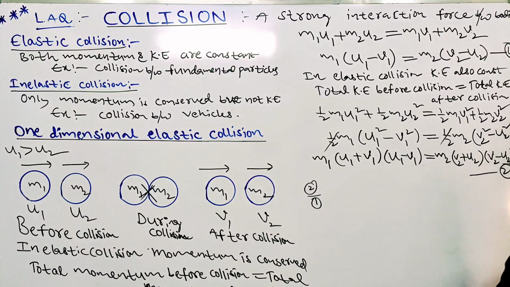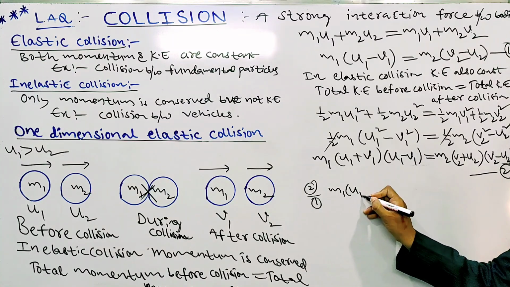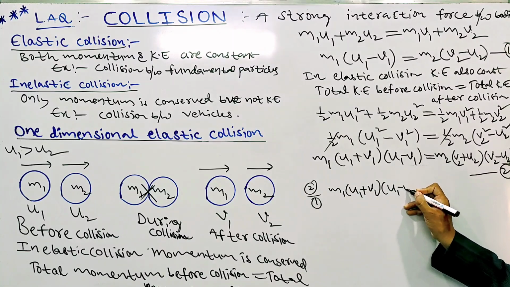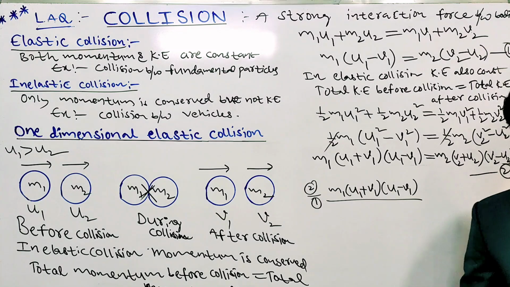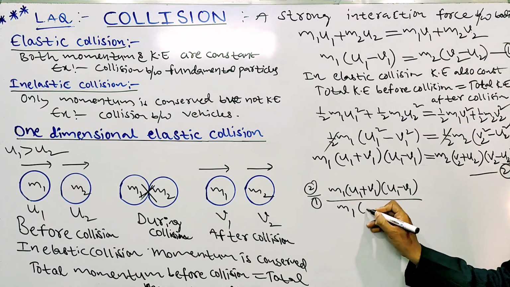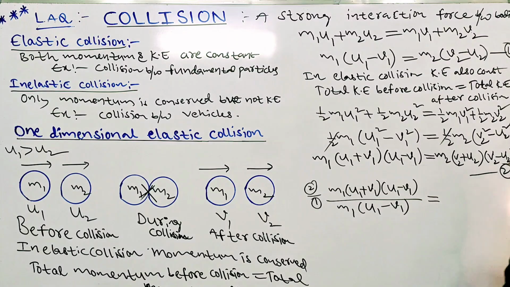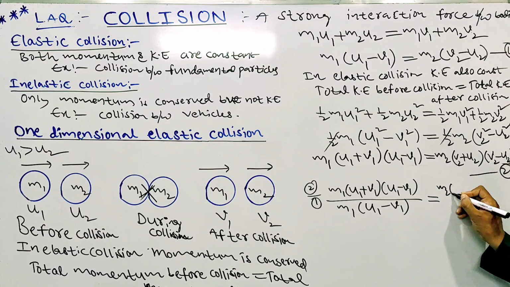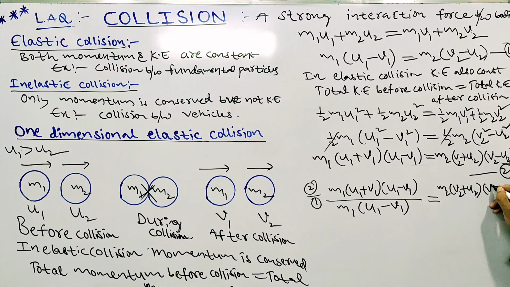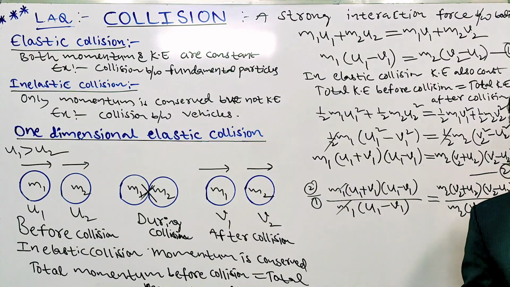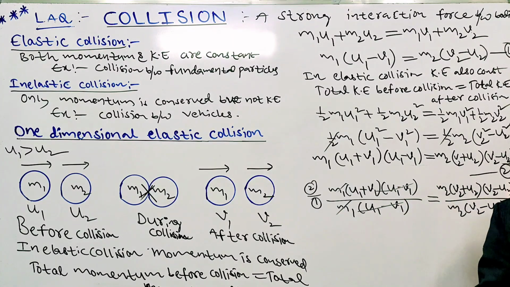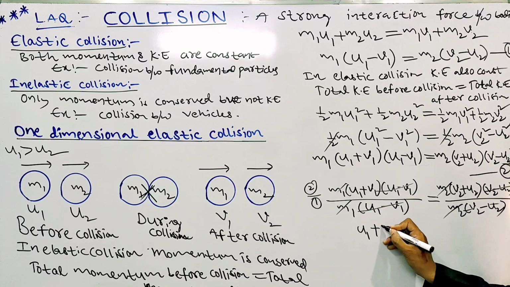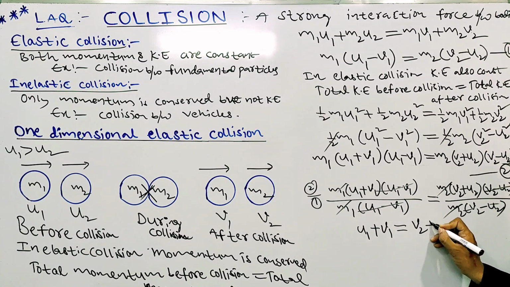Equation 2 divided by equation 1, left hand side by left hand side and right hand side by right hand side. Equation 2 left hand side m1 (u1 plus v1)(u1 minus v1), divided by equation 1 left hand side m1 (u1 minus v1), is equal to equation 2 right hand side m2 (v2 plus u2)(v2 minus u2), divided by equation 1 right hand side m2 (v2 minus u2). Here m1 gets cancelled and u1 minus v1 also cancels. Here m2 cancels, v2 minus u2 cancels. The remaining is u1 plus v1 is equal to v2 plus u2.